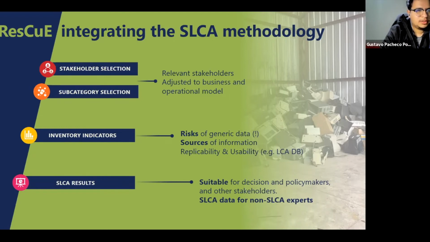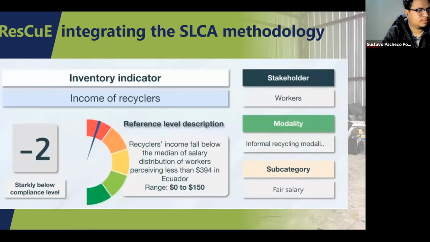For example, through interactive dashboards that could simplify the process of understanding the outcomes of the evaluations. This could be really helpful for people to understand and to decide upon the results of an SLCA study. And this is the approach we will implement within the RESCUE project in Cuenca, Ecuador.